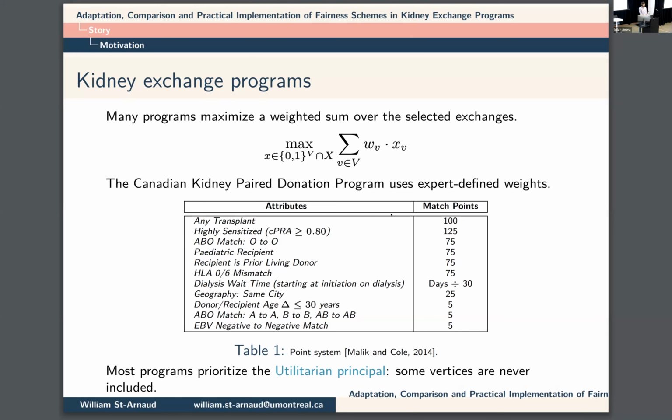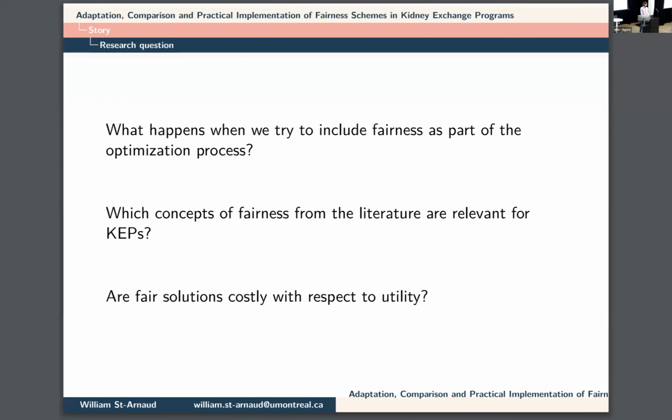Most of the programs prioritize the utilitarian objective. Many different countries have their own versions of these weight systems. They all have different points. The US has one, the Netherlands also. But all of them usually want to prioritize the utilitarian objective.